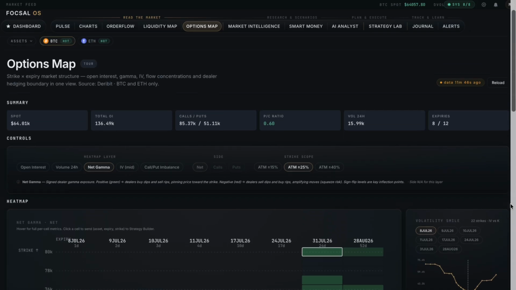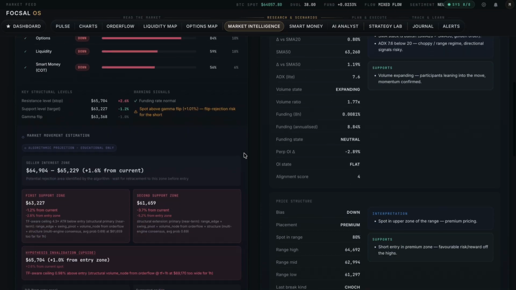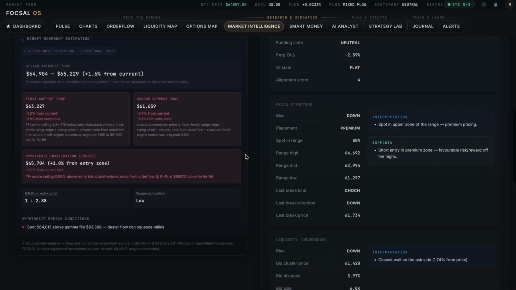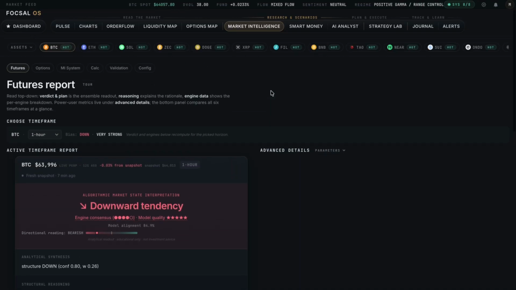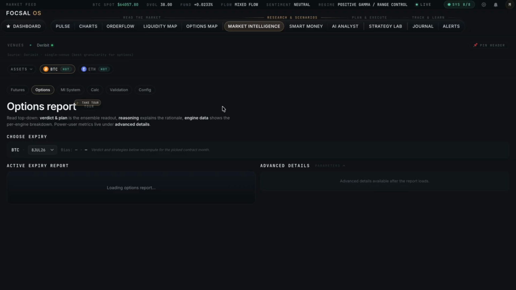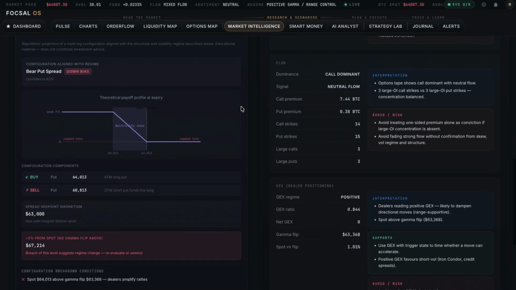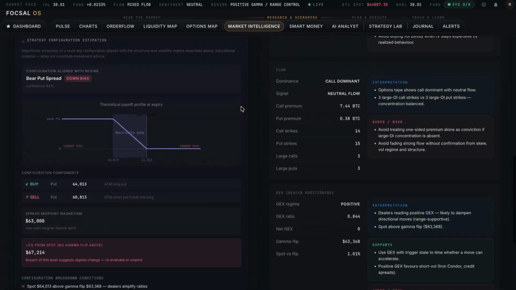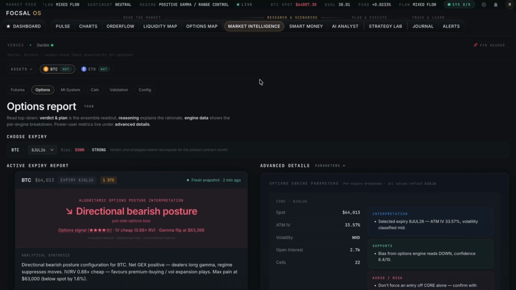The second group, research and scenarios. You come here asking, where's the edge? Market intelligence is the heart of this group. 5 independent engines: structure, indicators, liquidity, options, and smart money analyze the market separately. Each casts its vote, and an aggregator combines them into a single verdict per time frame. Instead of 5 separate tools, you get one coherent conclusion.